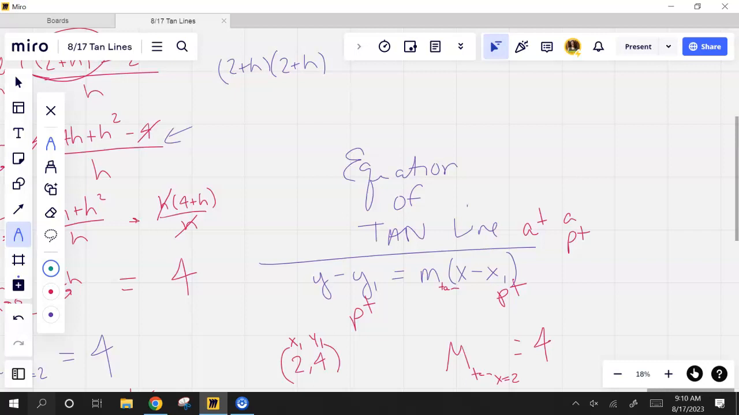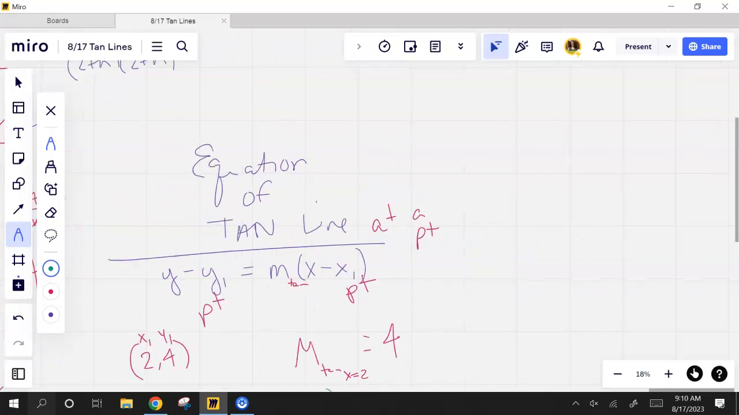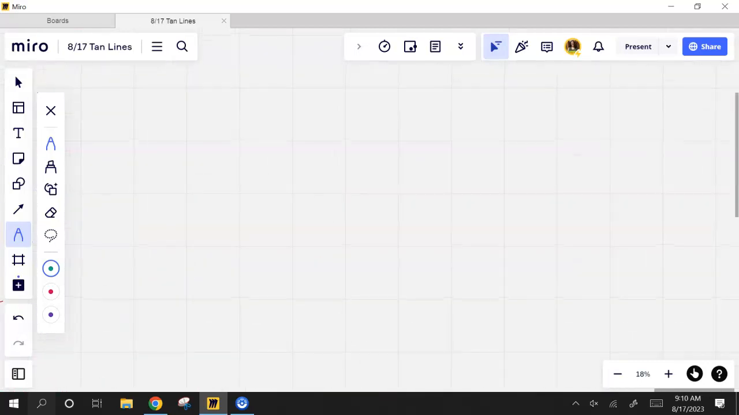Hard or easy? Well, what kind of example do you want? A hard one or an easy one?